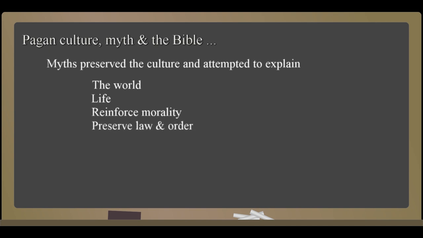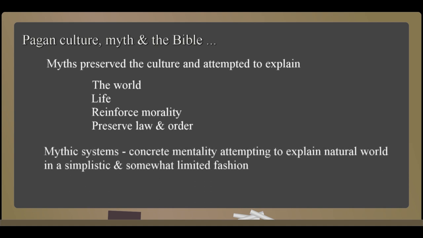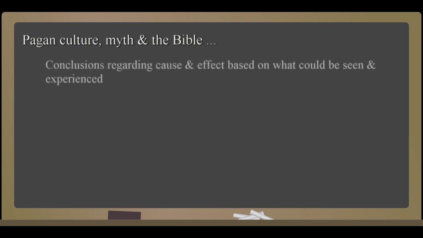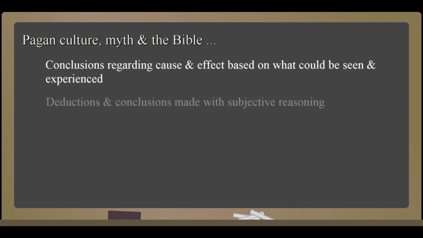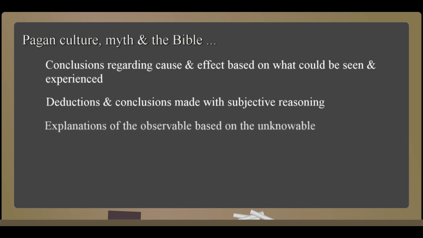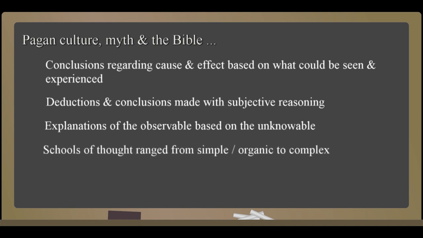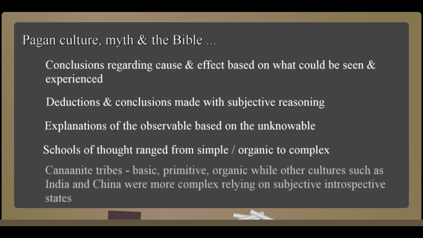Within the various belief systems, we see a concrete mentality that sought to explain things in the natural world in a simplistic and somewhat limited fashion. Cause and effect relationships were based on what could be seen and experienced. Deductions and conclusions were made based on subjective reasoning that attempted to explain the observable by means of the unknowable. This gave rise to schools of thought ranging from the primitive to the complex. The ancient Canaanite tribes were somewhat basic, primitive, and organic with their interpretations.